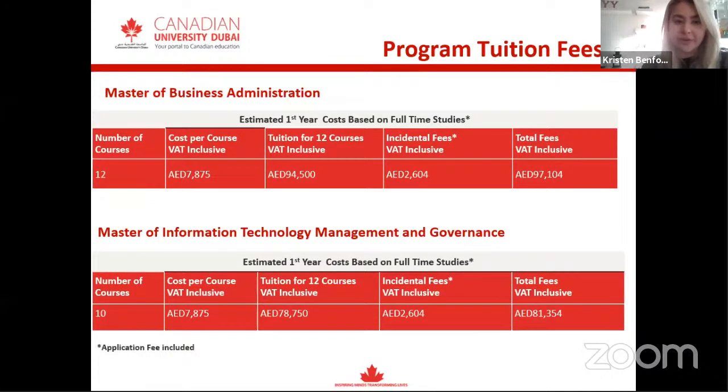And then these are the general fees here. As you can see, it's a number of courses and the cost per course, and then you would probably be around $97,000 for the MBA, and then $81,000 for the MIT governance.